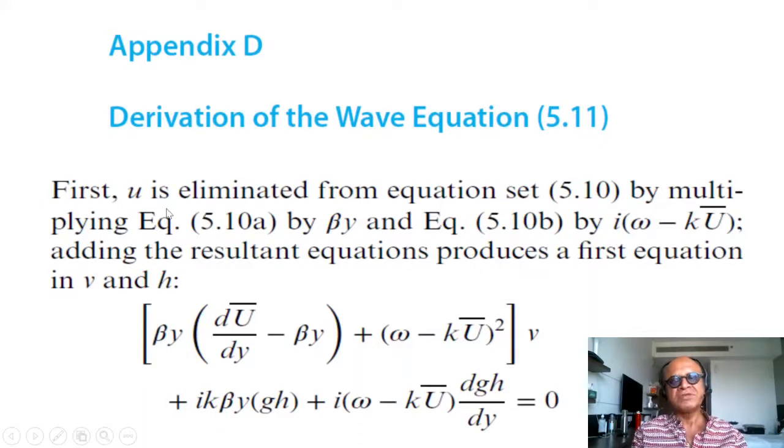So you are going to do some simple manipulations. U is eliminated from equation 510, the zonal momentum equation, by multiplying 510a by beta y, the Coriolis effect, Coriolis factor, whatever, f, and 510b by i omega d, the Doppler shifted frequency, and produce the first of the two equations which are in V and H. Again, vorticity, wave number, Doppler frequency term, and so on.